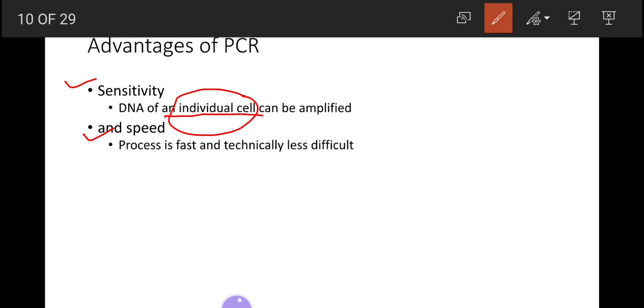And the speed is that PCR is fast and technically less difficult than the traditional cloning methods. So its speed is fast and it is less difficult. Even in 2 to 3 hours we can have a million and billion fold increase in the amount of the DNA. So the advantages of PCR are two: sensitivity and speed.